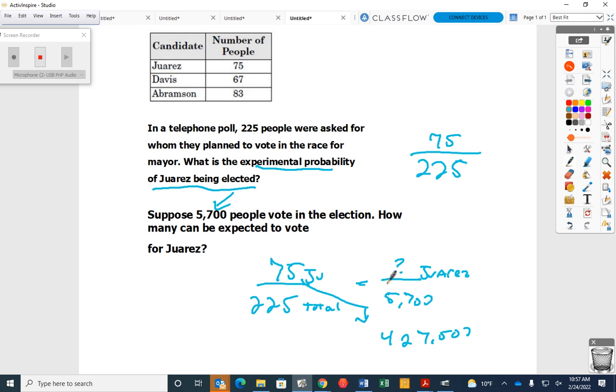427,500, and the x times 225 is what? Now, how do we solve this? Divide each side by what? By 225. And what did we get? 1,900. 1,900 people voted for Juarez. Okay, do you see how we got that? This is actually not that difficult, is it? Especially because you know how to use proportions.